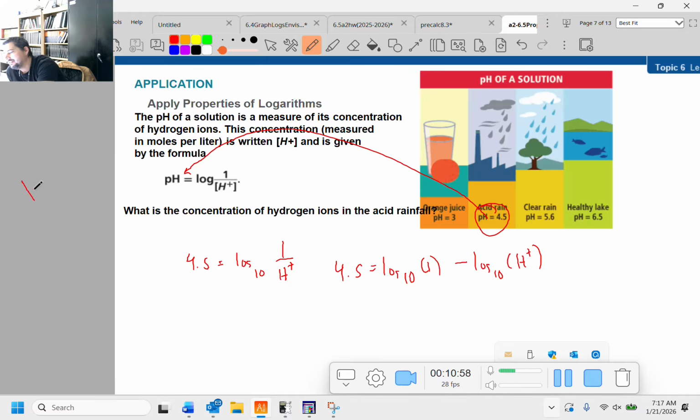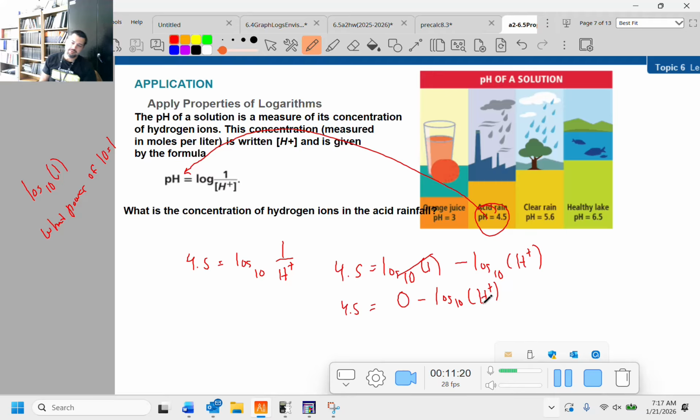They think that you will read this as what power of 10 equals 1, and you'd be like, oh, that's a 0. Like they think you'll know that. You should know that. But you grew up in America where you get passed for being able to breathe. Anyways, that's a 0. Okay.